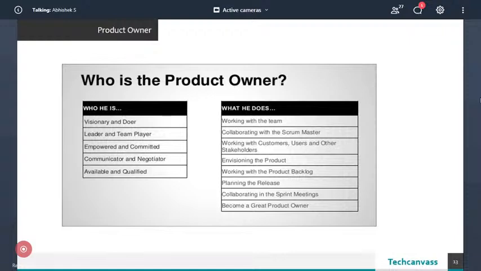And then collaborating in the sprint meetings. As I said, the product owner needs to be available during all the sprint meetings, from the sprint planning to the daily stand-ups, etc. And eventually, you become a great product owner when you actually do all the above work.